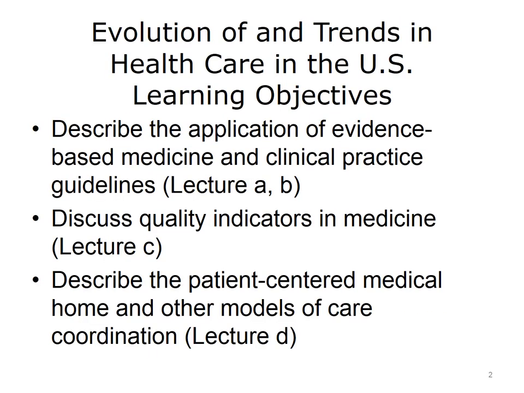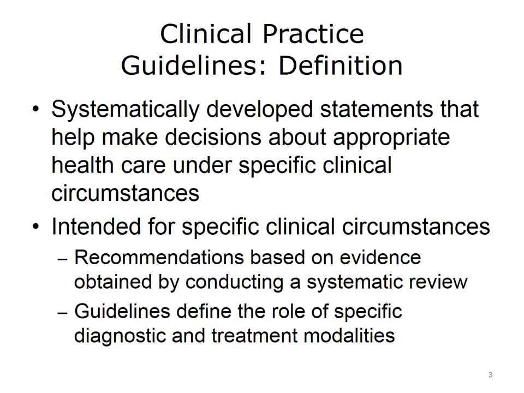The learning objectives for this unit, Evolution of and Trends in Healthcare in the U.S., are to describe the application of evidence-based medicine and clinical practice guidelines, discuss quality indicators in medicine, and describe the patient-centered medical home and other models of care coordination. This lecture will continue the discussion of clinical practice guidelines, which began in Lecture A.